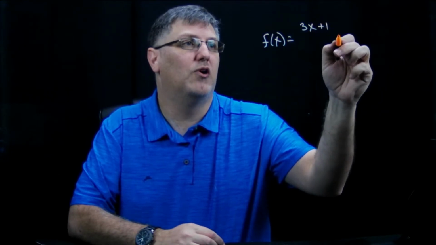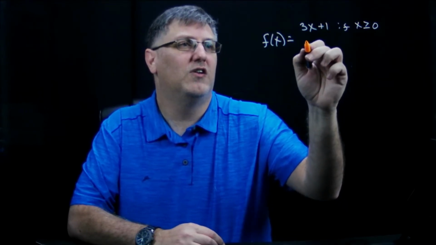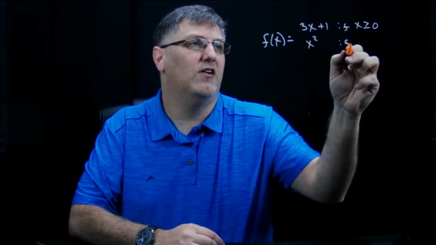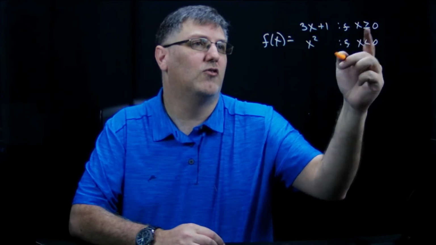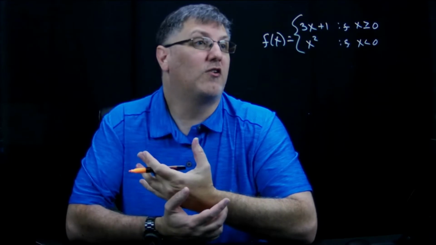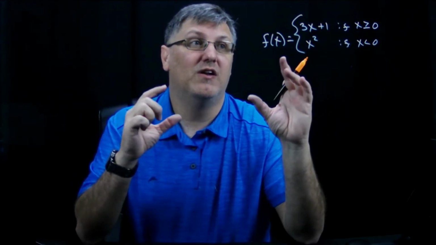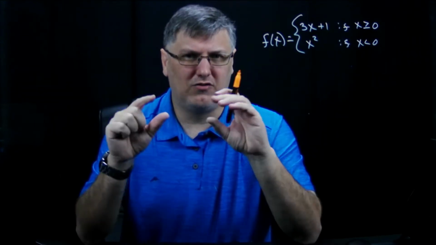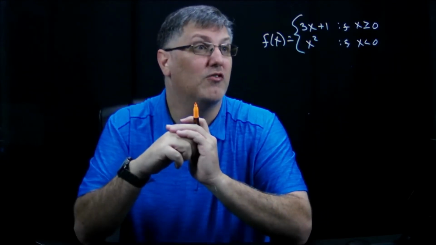Let's say part of the graph is 3x plus 1 if x is greater than or equal to 0. And then let's say it is x squared if x is less than 0. So there we go. Nice little piecewise function. So a piecewise function basically means that we have a function that is piecemeal together. It's just kind of put together. It's not this pretty flowing graph that you're used to seeing in Algebra 1 and Algebra 2.